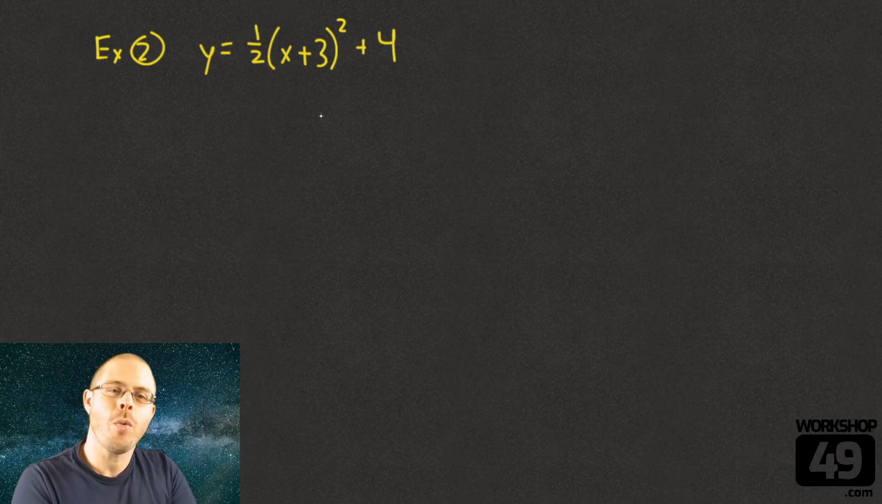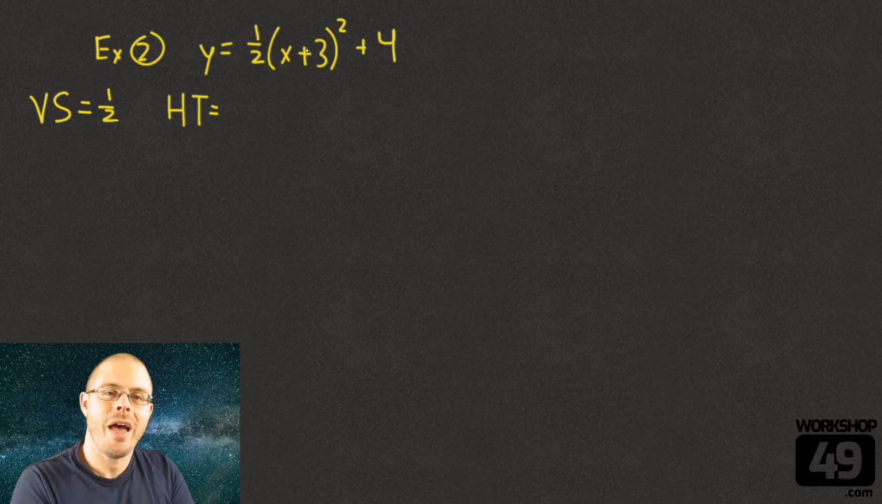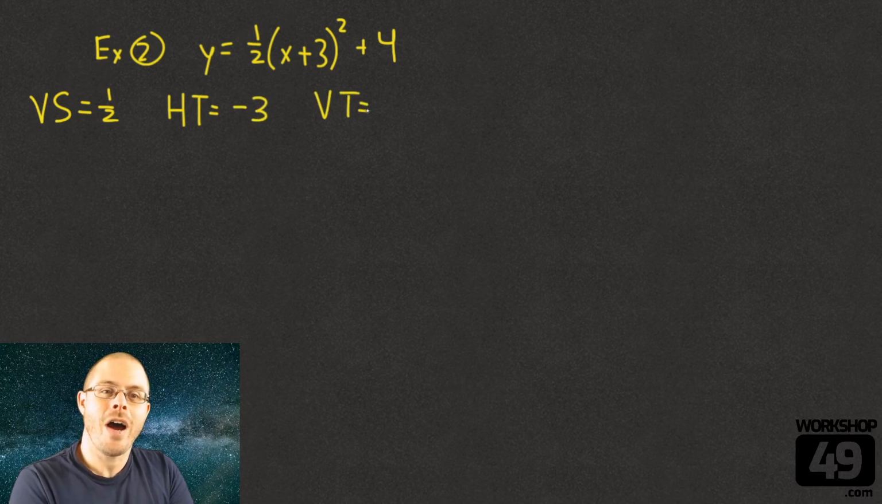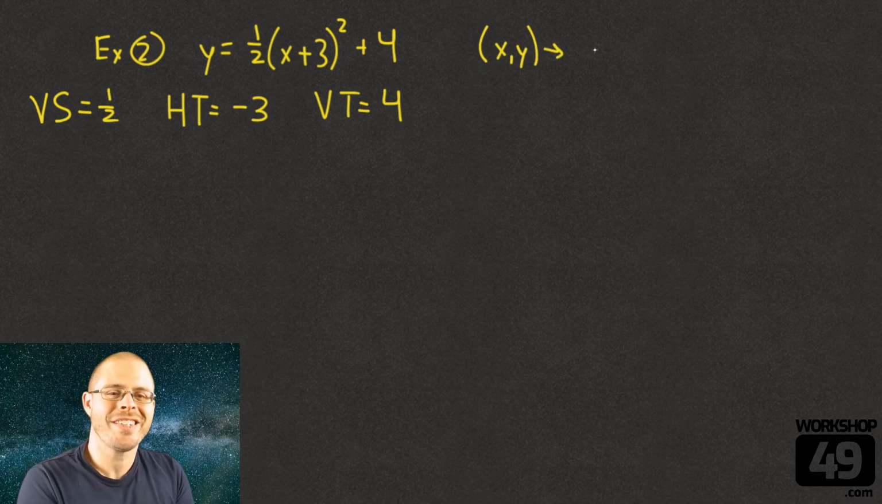In vertex form, y equals 1/2 (x plus 3) squared plus 4. We need to get the three transformations. Vertical stretch, that's the number that's in front. It's a 1/2. The horizontal translation, that's the ht, and it's the opposite of what's being added to the x, so it's going to be a -3. And finally, the vertical translation, which is the number that's added on at the end, and that's a 4. We have our three transformations.